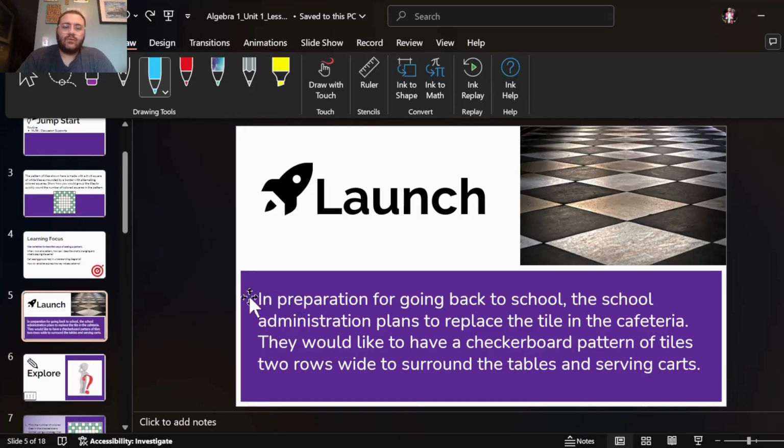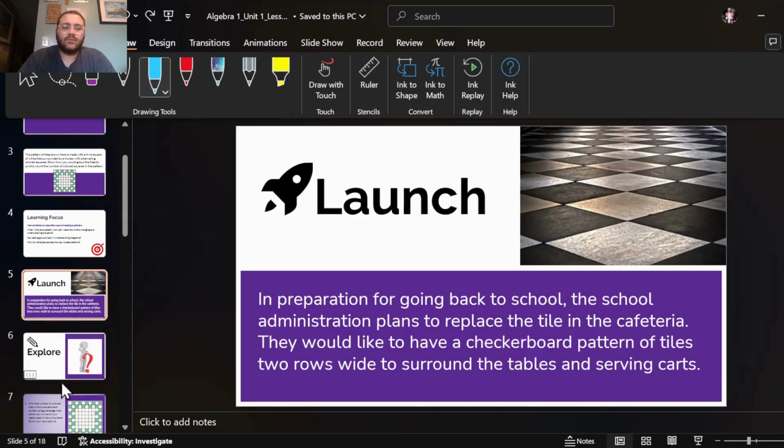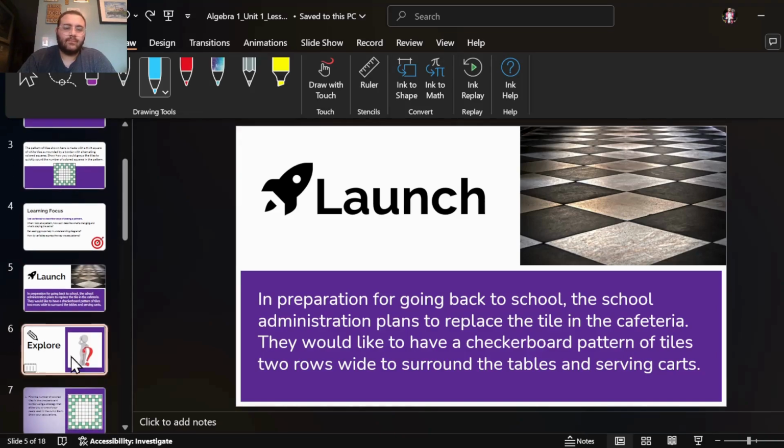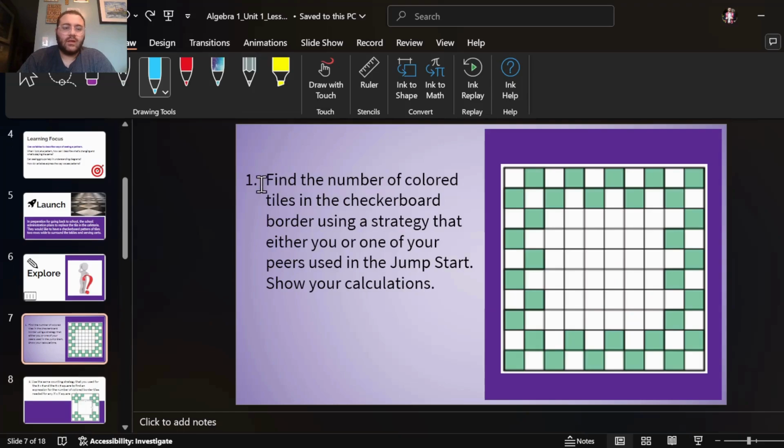So for our lunch, in preparation for going back to school, the school administration plans to replace the tile in the cafeteria. They would like to have a checkerboard pattern of tiles, 2 rows wide, to surround the tables and the serving carts. Let's get into our Explore. So our Explore is our first question. So here's the same exact pattern, except now we have a 6 by 6 on the inside.